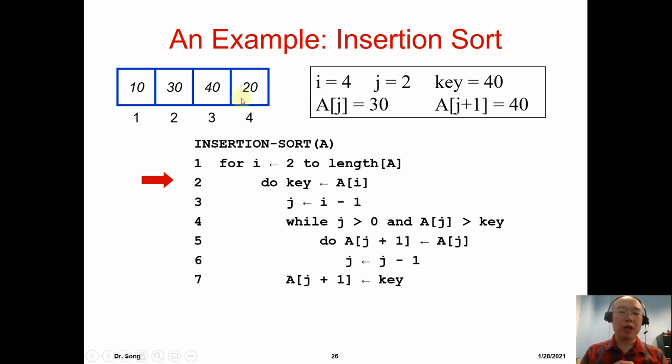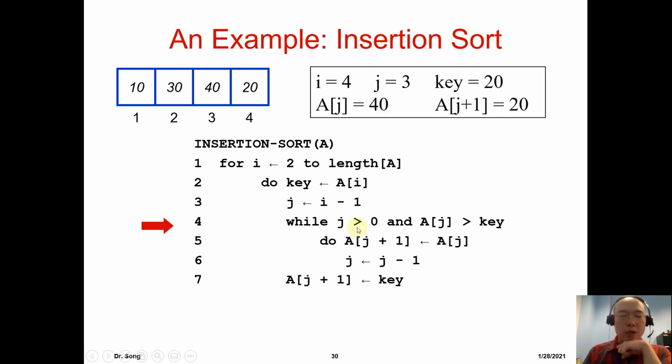So we are trying to expand the sorted portion by 1 again to include the last value, which is 20. The key is 20. 20 is the value I want to insert into the sorted portion. And then, well, j is i minus 1, so j will be 3. And then let's check this condition.